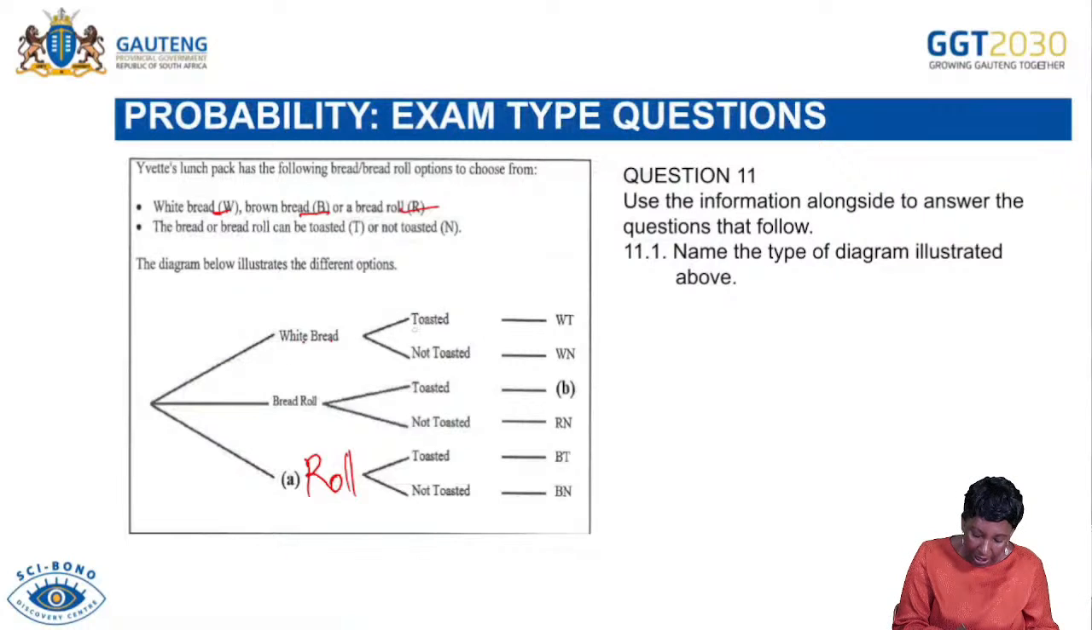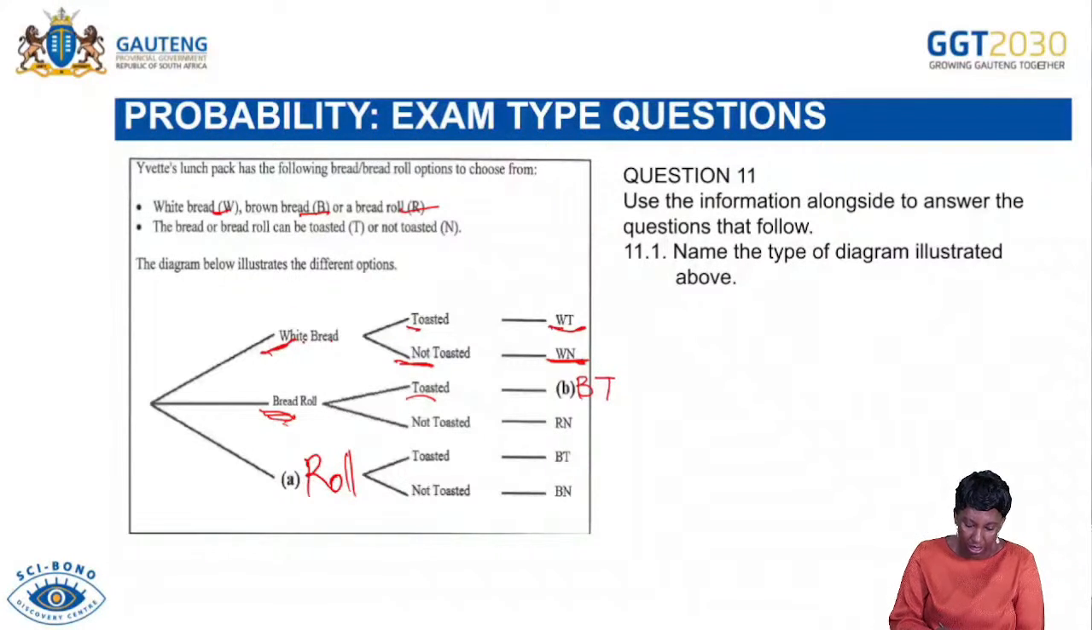So it is white bread toasted. Here it is white bread toasted. There's the outcome. Brown bread not toasted. It's white, sorry, it is white not toasted. There's the outcome. Brown roll toasted. Here it will be what? It will be BT. And then bread roll not toasted, RN, not toasted. So now this one, it's so simple.